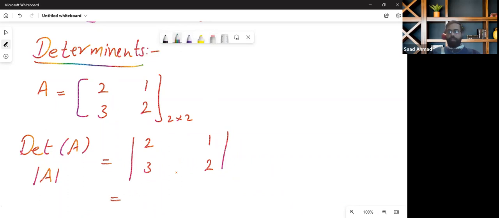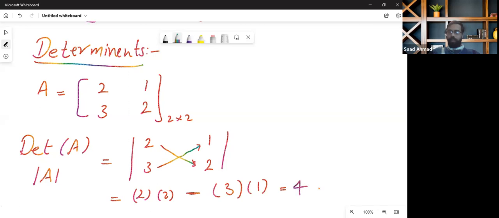This rule is only for 2 cross 2 matrices. You multiply this one with this, 2 times 2, and then you put the minus sign in the formula, and then this times this, 3 times 1. So 2 times 2 is 4, minus 3, that will be equal to 1. So the determinant of the matrix A is 1, right?